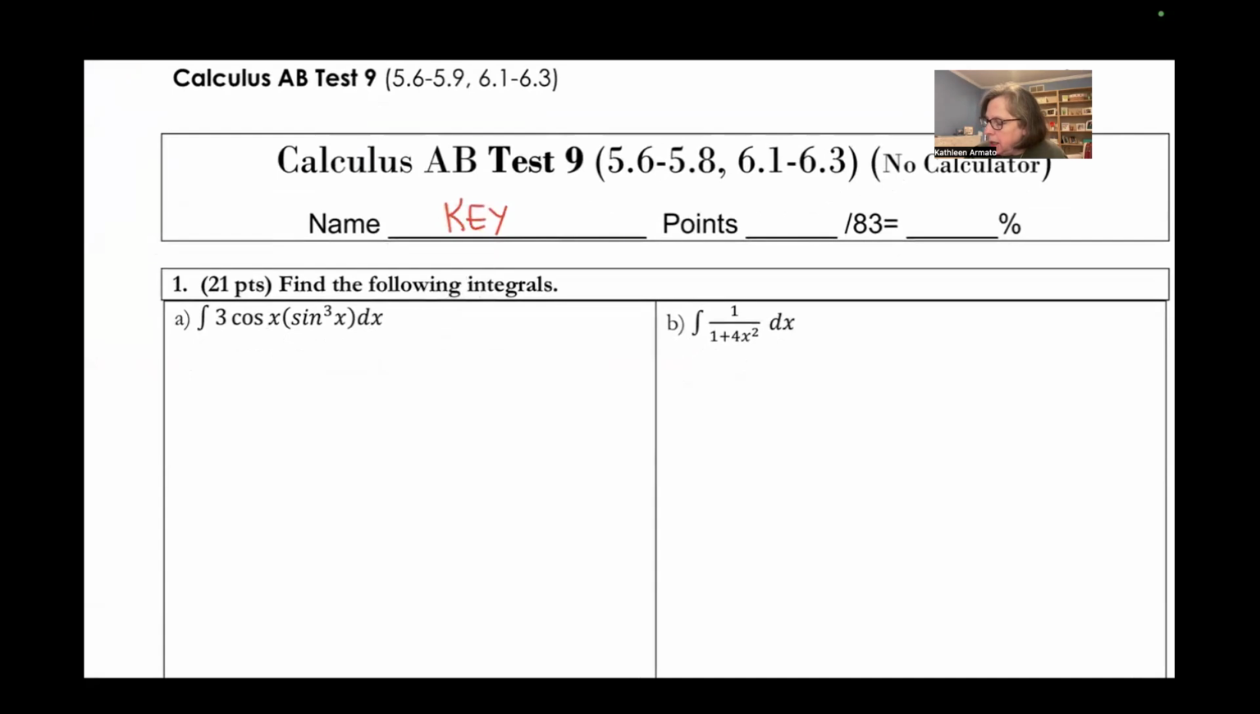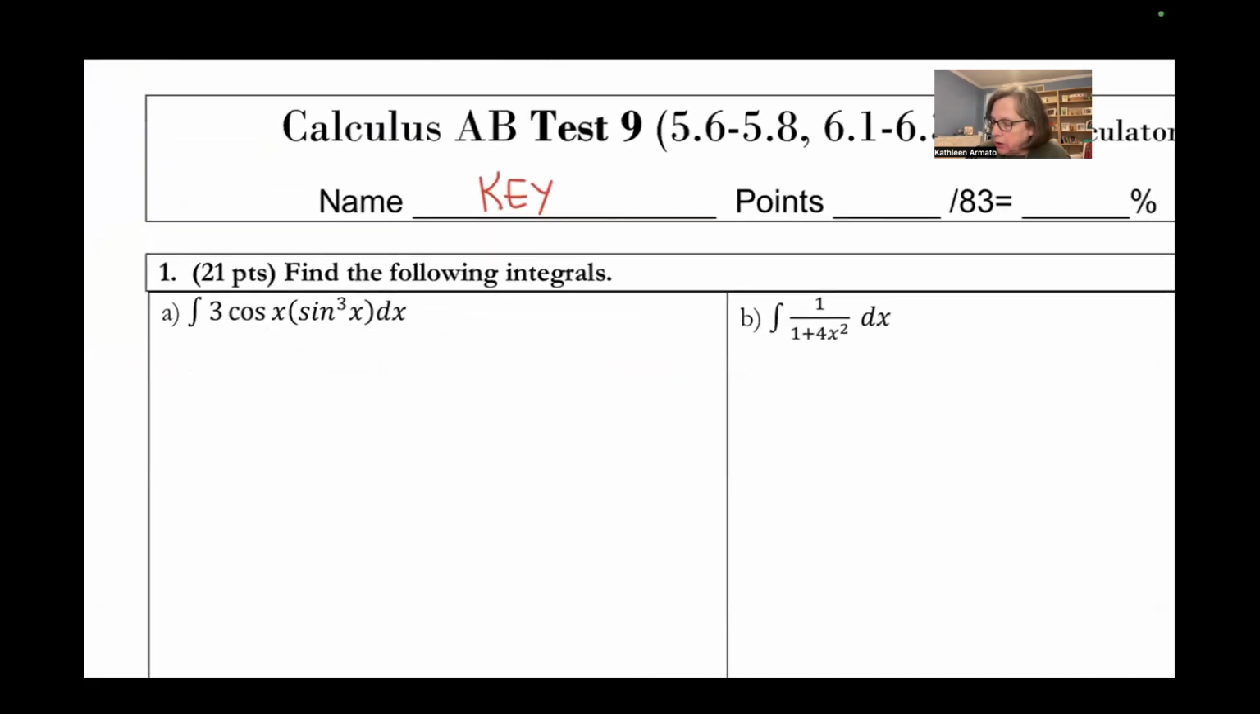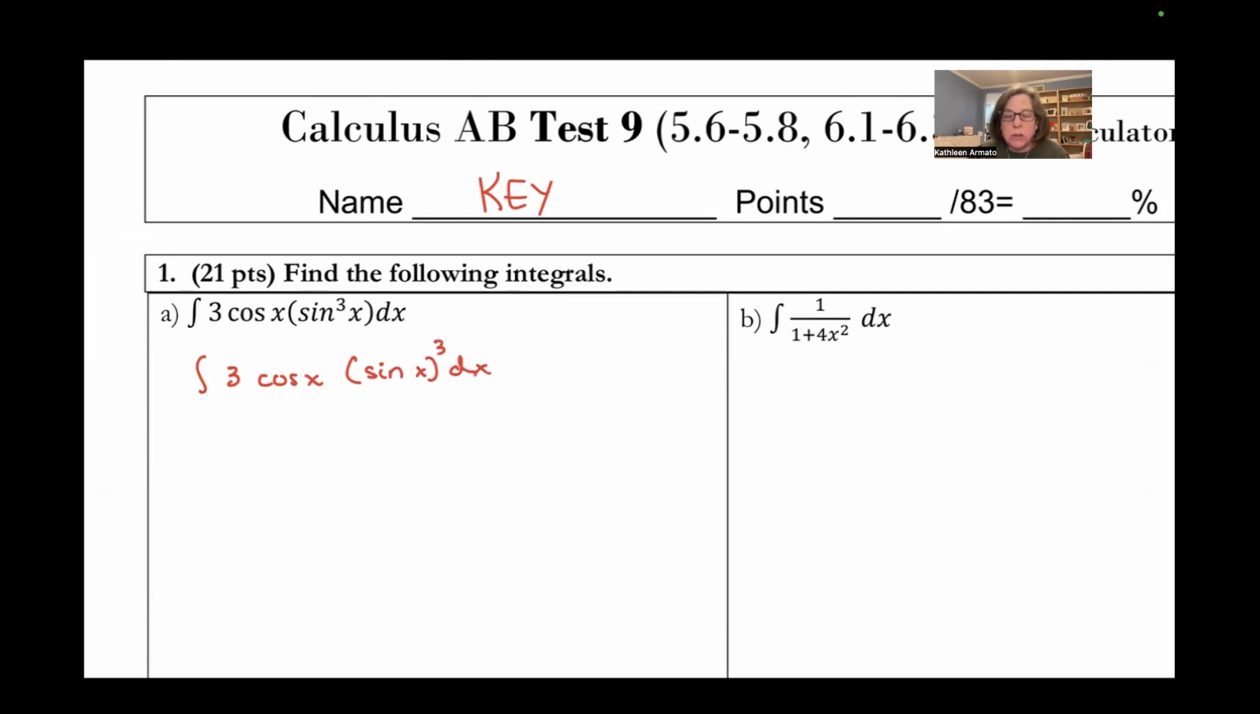All right, the first few problems are u-substitution problems. With u-substitution, you want to look for: is there a composition of functions? What's the inside function? And do I have the derivative of that inside function? If it's helpful, that sine x with the little 3 means the same thing as the sine of x quantity cubed. So the inside function is sine x.